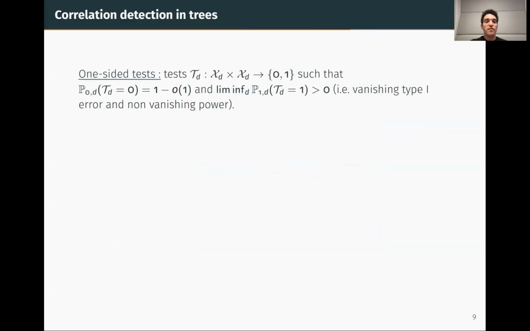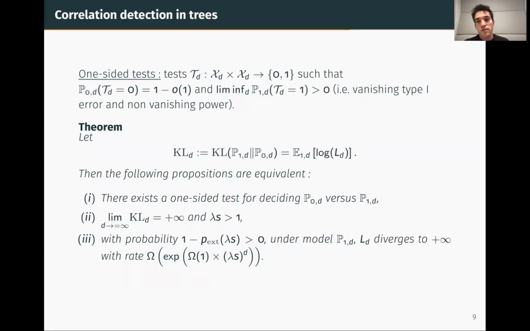So in the paper, we have a main result about this tree problem. In this tree problem, we want to consider also one-sided tests. This is the analog to one-sided partial recovery. The one-sided test is a test that will have a vanishing type 1 error, namely no wrong matches, and a non-vanishing power. Of course, we want the test to be able to distinguish correlated trees with a positive probability. So the main theorem is as follows.